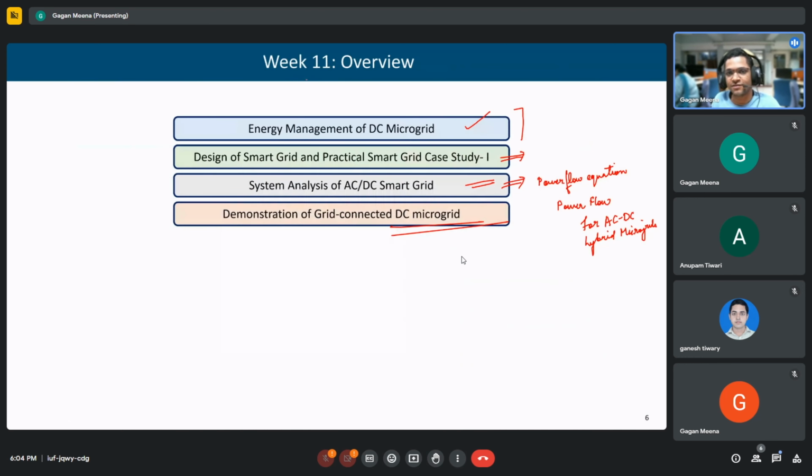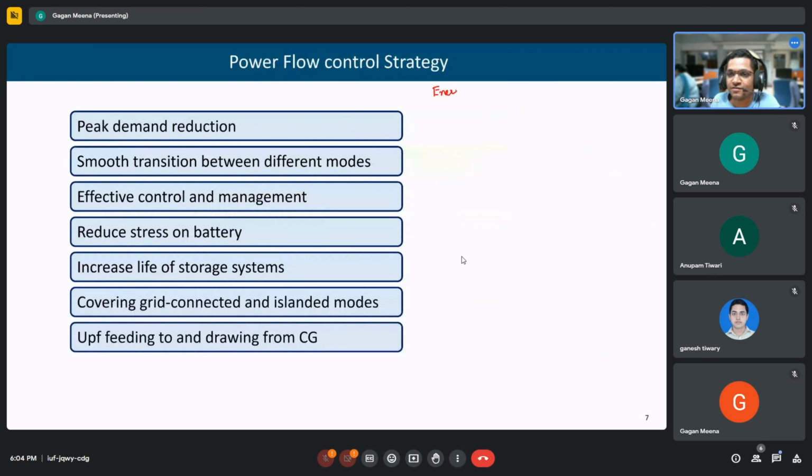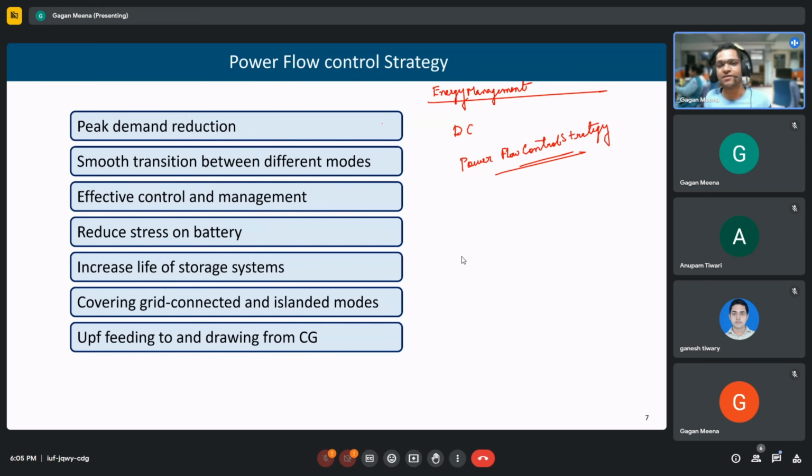So starting with the first one, energy management in DC microgrid. First of all, in DC microgrid, the control has one main important block, which is the power flow control block. It implements the power flow control strategy, and these are the different functions which it performs. The microgrid would like to reduce the peak demand so that the reliance on the main grid reduces.